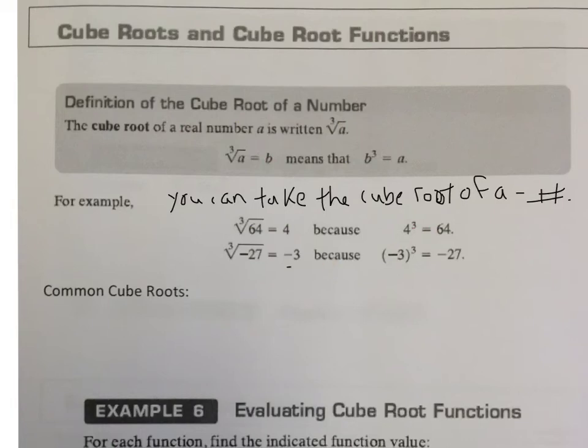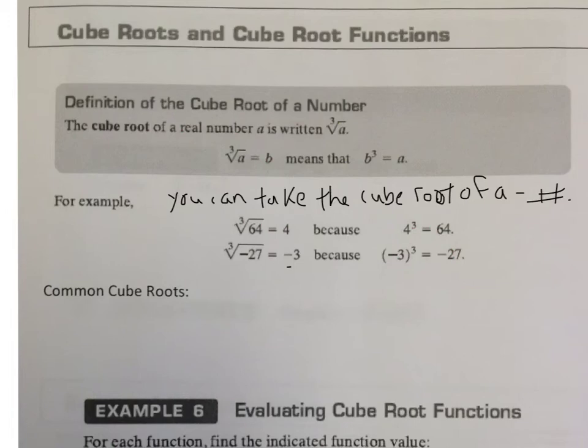And that's because negative 3 cubed is negative 3 times negative 3 times negative 3. That'll give us the negative 27, which is what we started with. So we can't take the square root of a negative, but we can take the cube root of a negative. And one thing a lot of people mess up when saying this is not the third square root or the cube square root of a number. It's just called cube root.